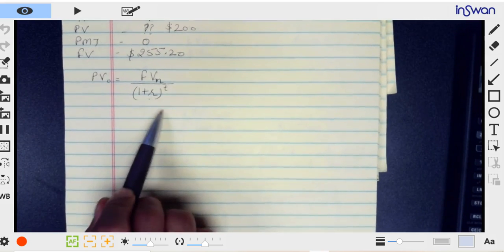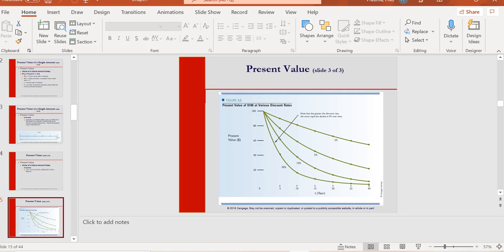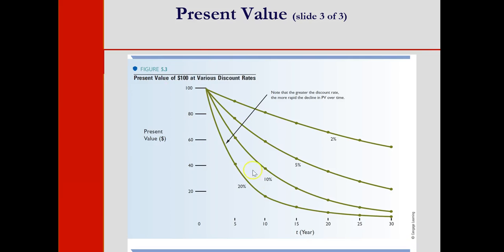And this is the relationship that we observe through this diagram. Look here: 20%, 10%, 5% and 2%. As this rate increases from 2% to 20%, the present value keeps on decreasing. The present value keeps on declining as the rate of interest increases, because we are discounting at a bigger rate.